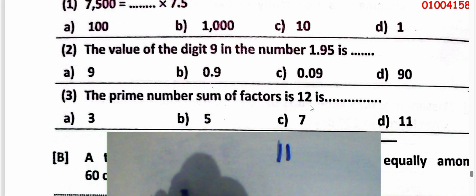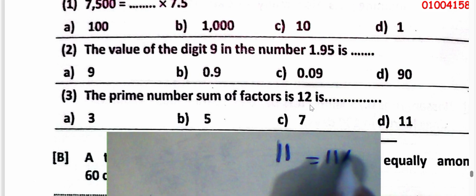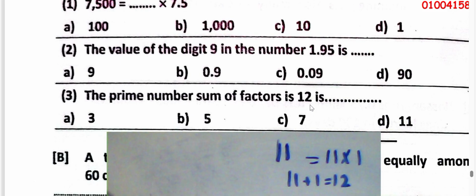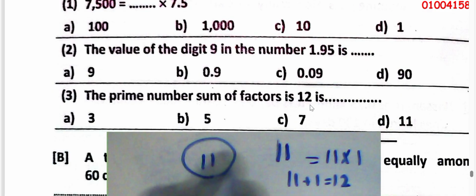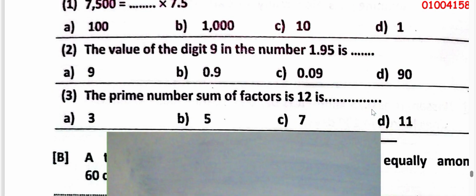11 is the prime number whose sum of factors is 12, because 11 equals 11 times 1. We can add 11 plus 1 equals 12. Then the answer will be 11. Understood? Because 11 equals 1 times 11 and 1 plus 11 equals 12. Then the answer will be letter D.